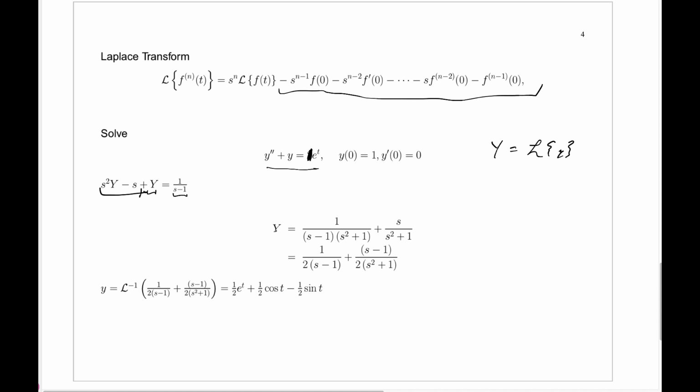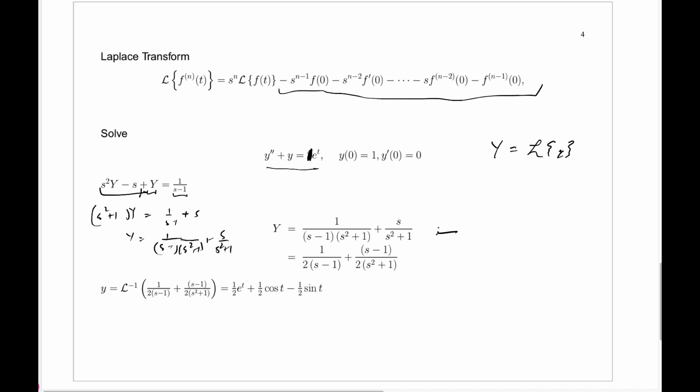If I just solve for capital Y here, notice you'll get s squared plus 1 times capital Y is equal to 1 over s minus 1 plus s. If I divide by s squared plus 1, Y will be 1 over (s minus 1)(s squared plus 1) plus s over s squared plus 1. That's what I have here. And then we just want to use a partial fractions decomposition.